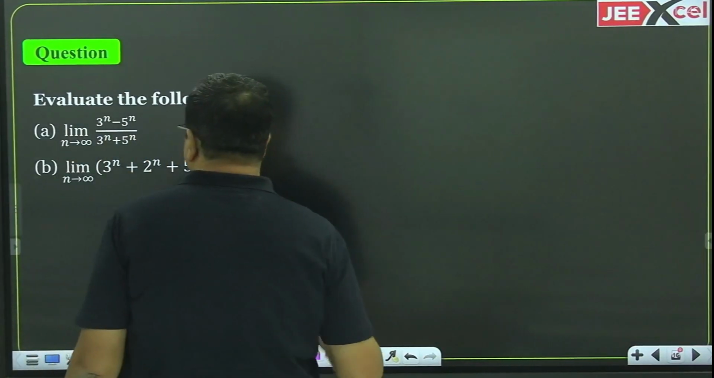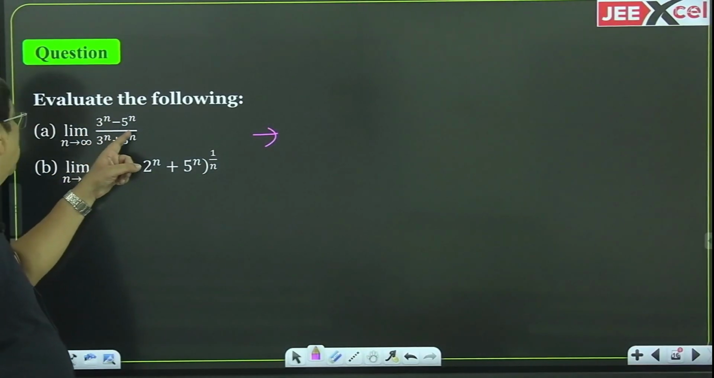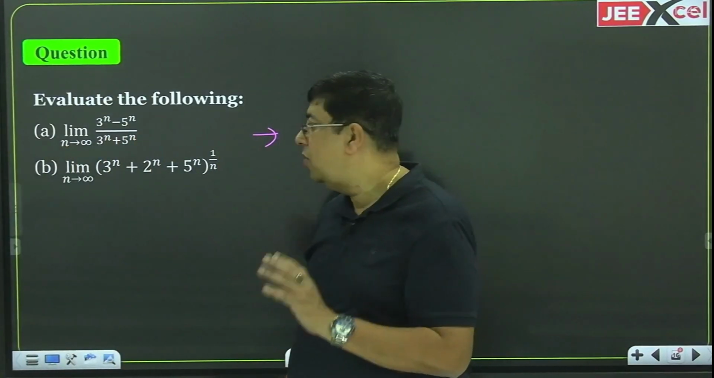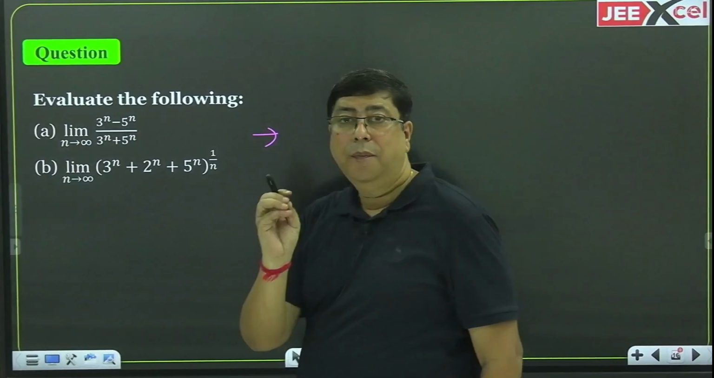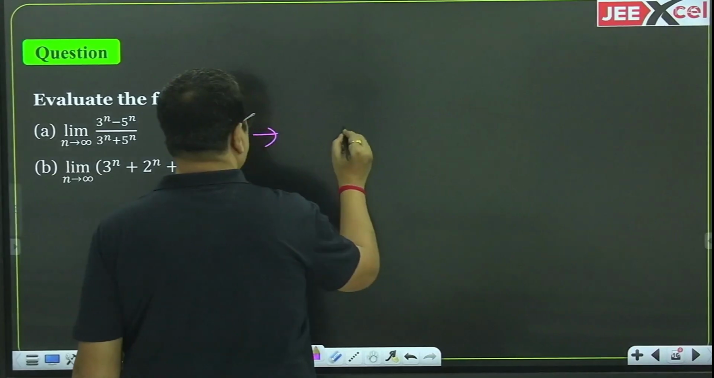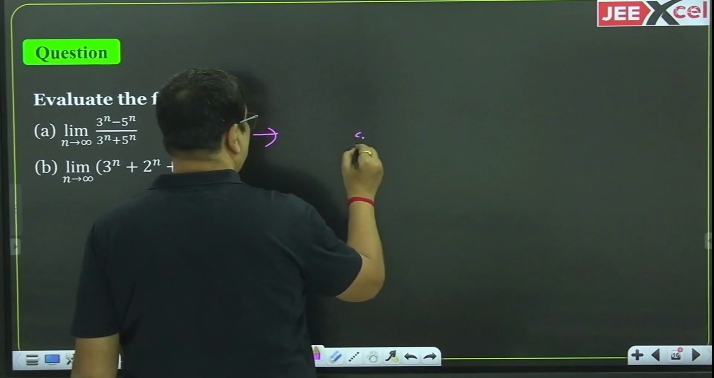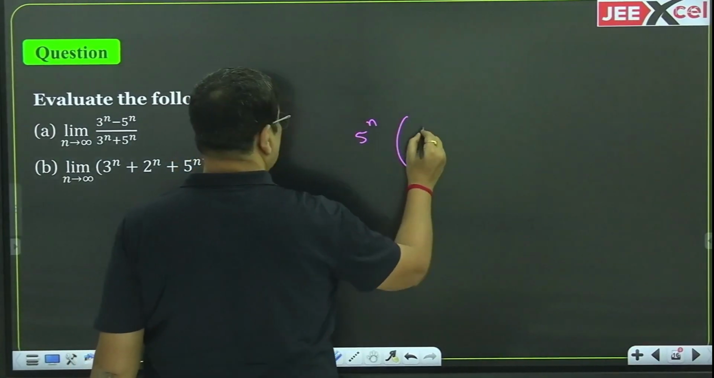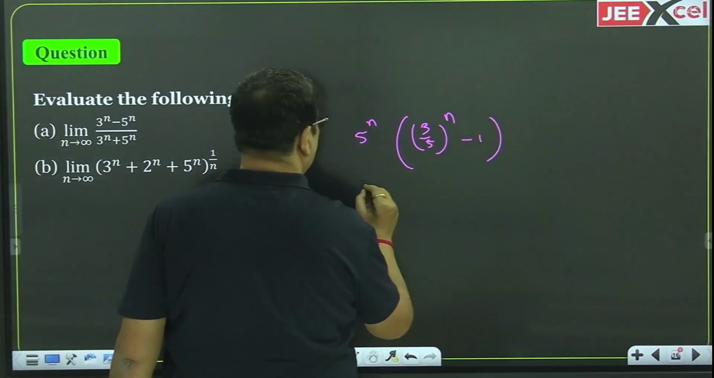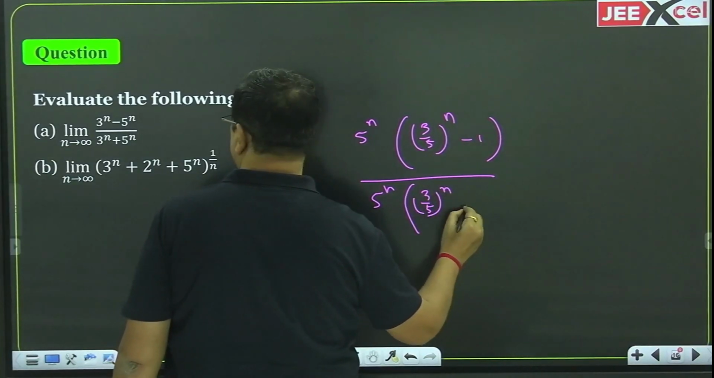I am giving you some examples. For example, here: limit of (3 to the power n minus 5 to the power n) by (3 to the power n plus 5 to the power n), and n tends to infinity. What we'll do here? First of all, we have to take the biggest number outside in this type of case. If I take 5 to the power n outside, what is coming? In the numerator, (3 by 5) whole to the power n minus 1. In the denominator, taking 5 to the power n outside, (3 by 5) whole to the power n plus 1.